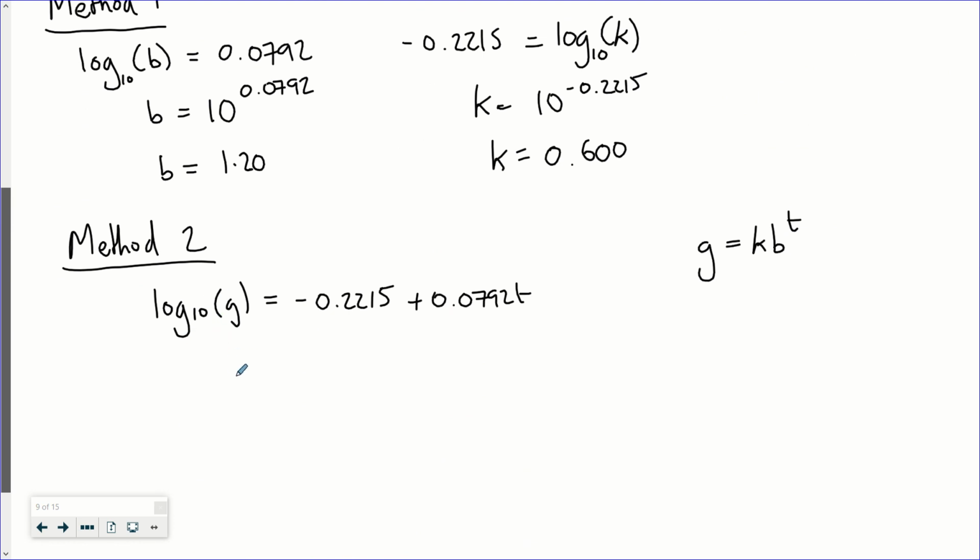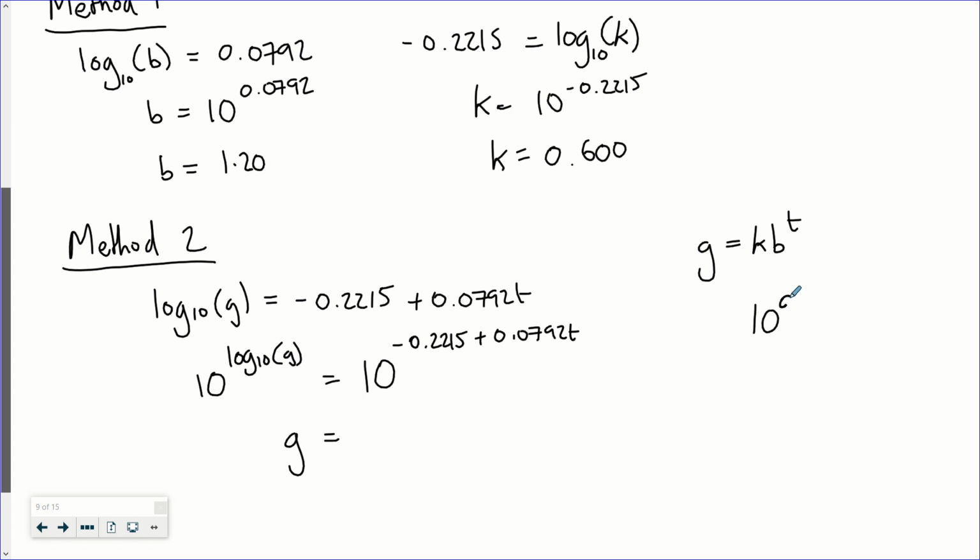So let's get g on its own by doing 10 to the power of both sides. So we're going to do 10 to the power of log base 10 of g equals 10 to the power of minus 0.2215 plus 0.0792t. And then on the left hand side, 10 to the power of log base 10, they cancel each other out, so we just get g equals, and then we're going to use the index rule, where if we've got 10 to the power of a plus b, we can split that up into 10 to the power of a times by 10 to the power of b.